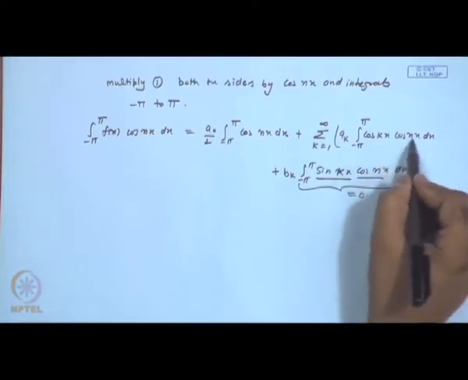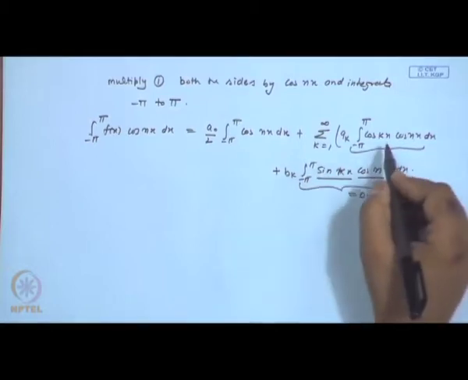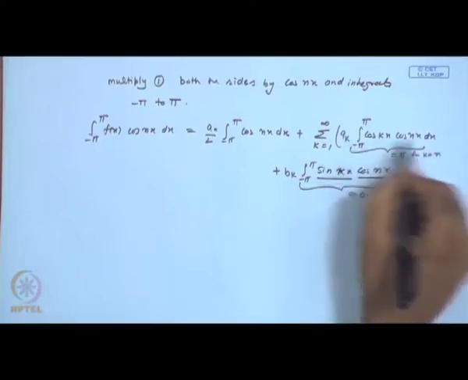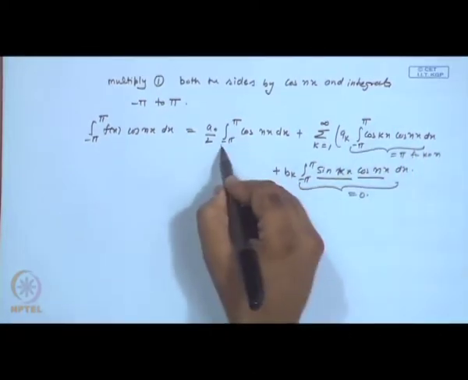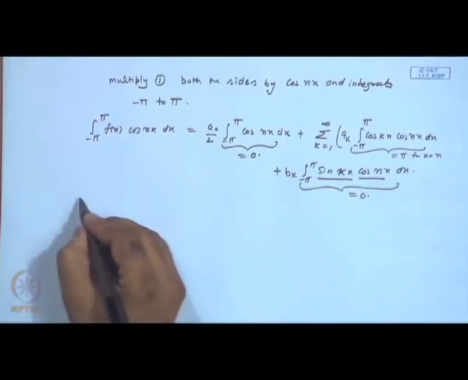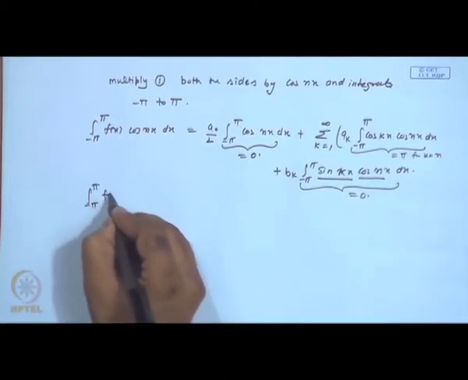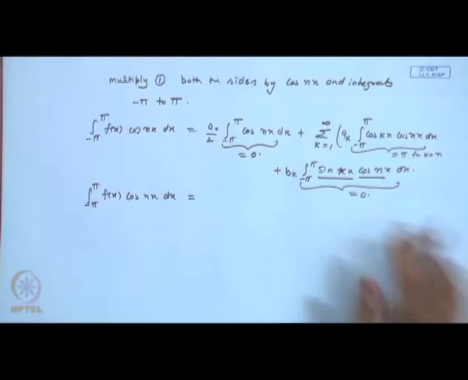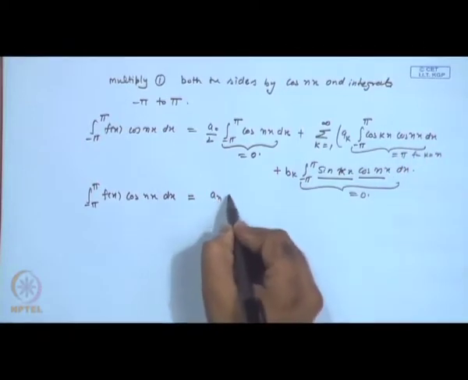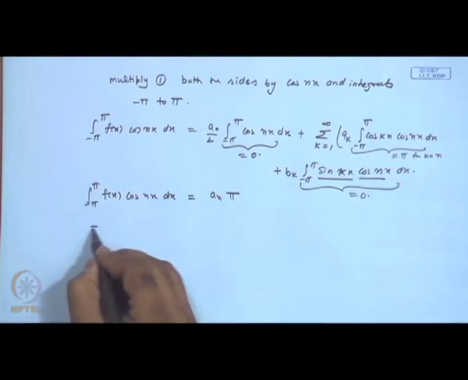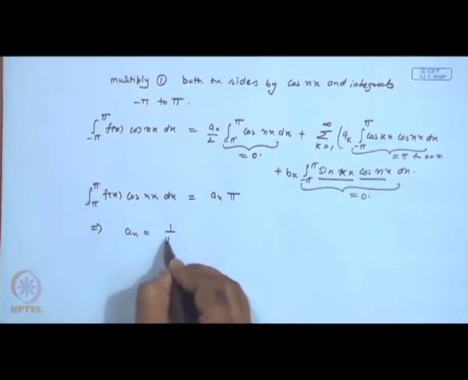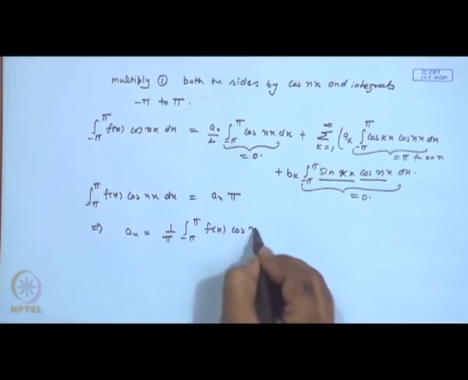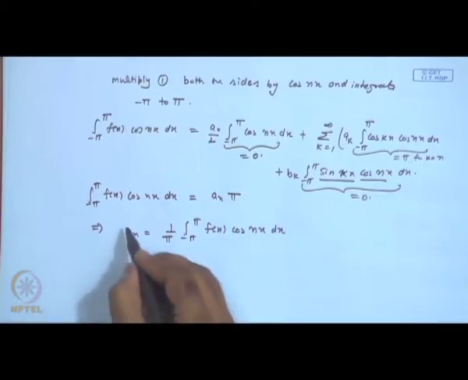So, when this k will be n, this value would be pi for k is equal to n, and the rest all the values are 0, and this is again 0. So, what we got is that the integral from minus pi to pi of f(x) cos nx dx is equal to a_n times pi. So, we get basically a_n is equal to 1 over pi times the integral from minus pi to pi of f(x) cos nx dx.